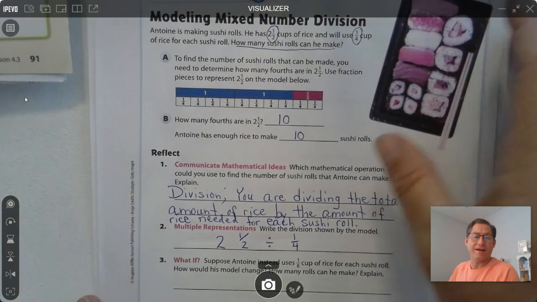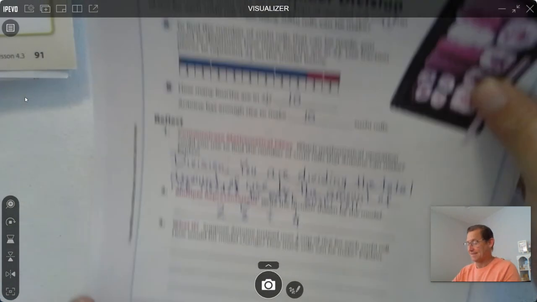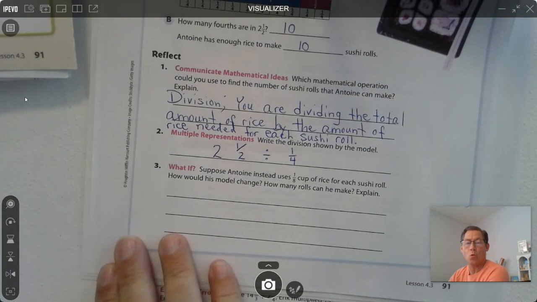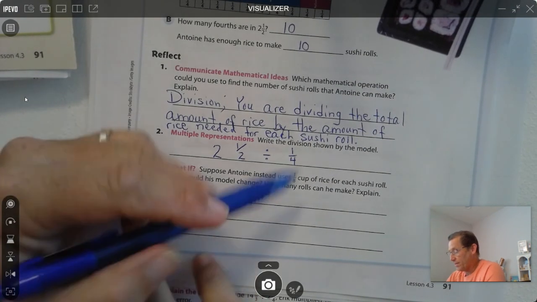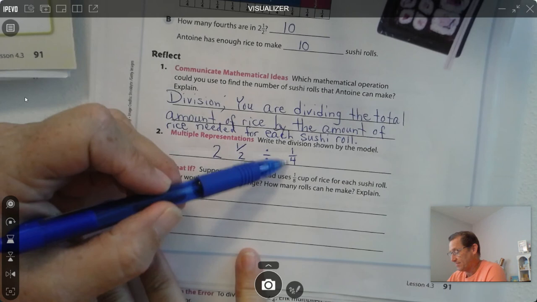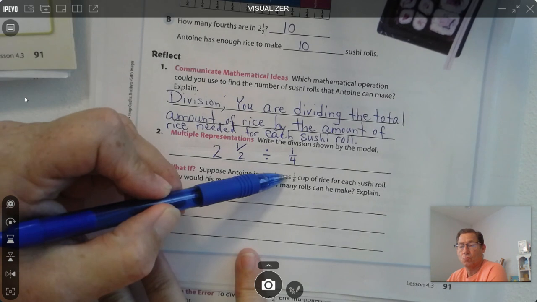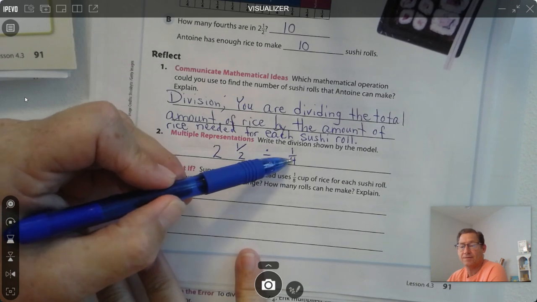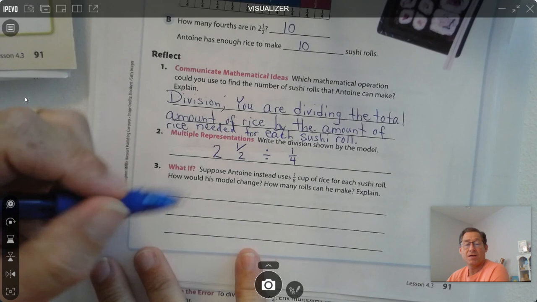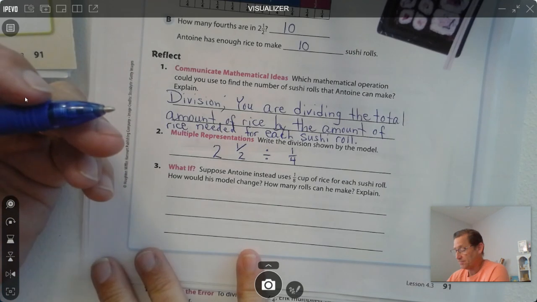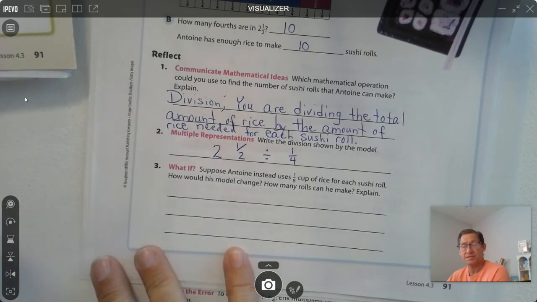All right, so number 3, what if instead of 1/4 cups, he uses 1/8 cup? Well, we know that by comparing these, the eighths are smaller than fourths. In fact, it takes 2 1/8 to equal 1/4. So how would the model change? Well, we would have twice as many equal parts.